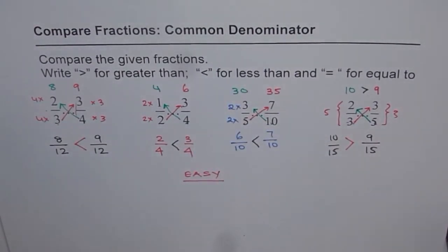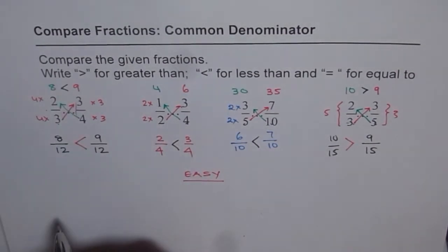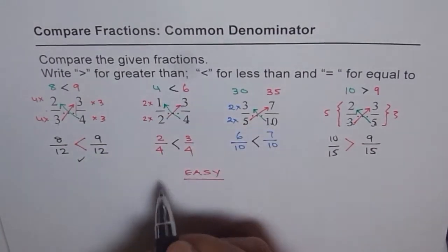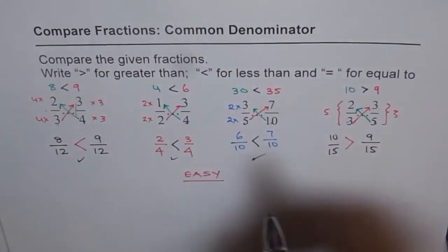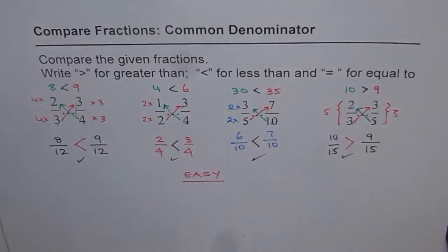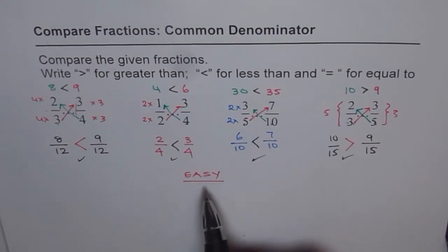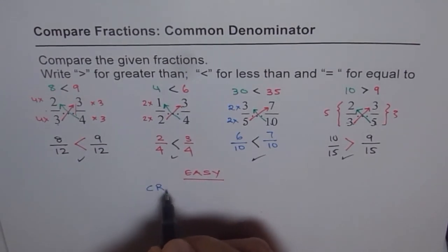Now it's time to compare. Which is greater, 8 or 9? 9 is greater. So we get this sign. Do you see that? It is the same. 4 and 6. Do you see? Same sign. 35 is greater than 30. Do you get it? 10 is greater. Do you get it? So, if we do cross multiply, we don't have to bother about common denominator. So that is the easy way. So what you learned in this video is the power of cross multiplication.